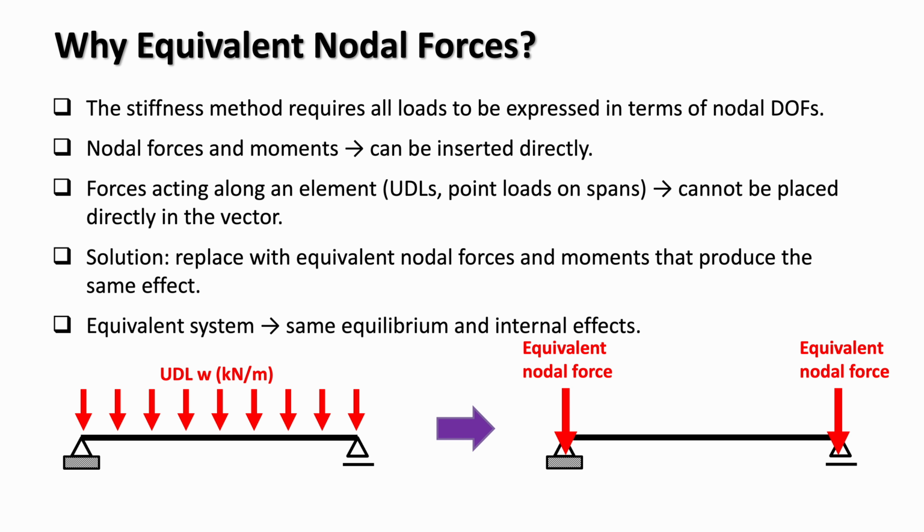In the stiffness method, every action must be expressed in terms of the degrees of freedom at the nodes. If a force or moment is applied directly at a node, we can place it straight into the load vector, as we just saw. But many real loads act along the length of an element. For example, a uniformly distributed load or a point load on a span. These cannot be entered directly into the nodal force vector. Instead, we need to replace the original loading with an equivalent system of nodal forces and nodal moments. This equivalent system produces the same shear, bending, and equilibrium effects as the actual load.